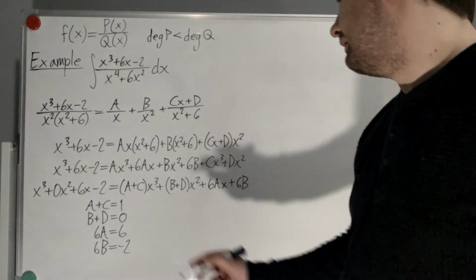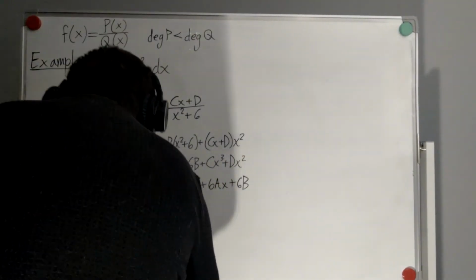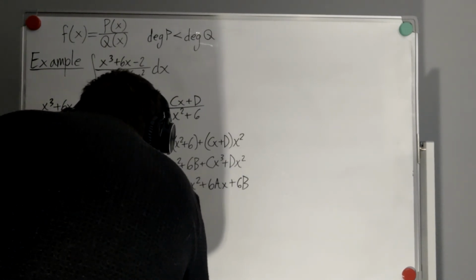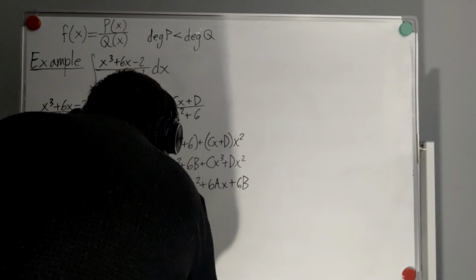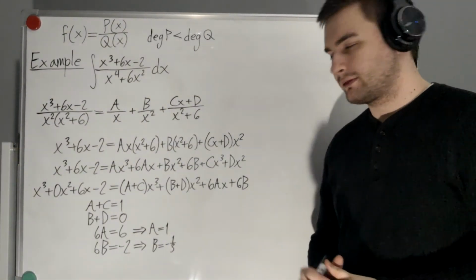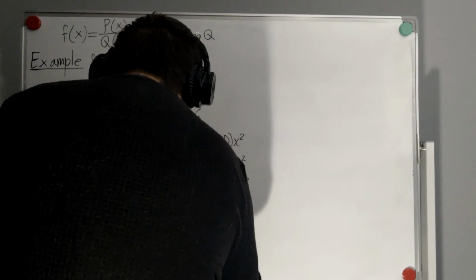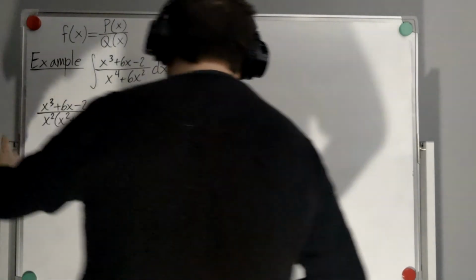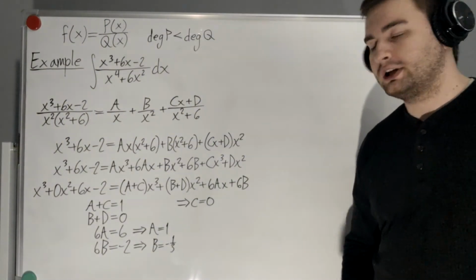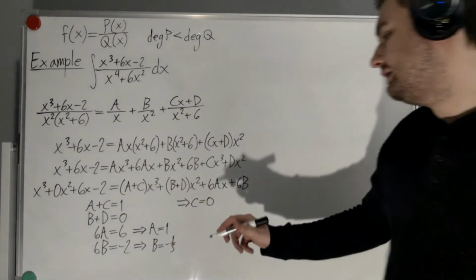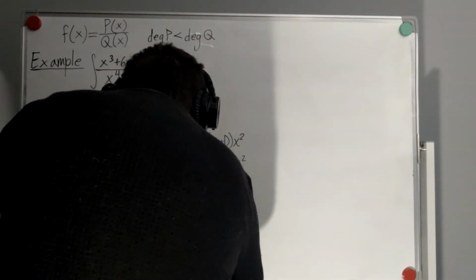Then that makes it pretty clear that A is 1. So A is 1. Also, B is negative 1/3. Then, A plus C equals 1. Well, then in that case, C has to be 0. And then B plus D equals 0. That means that D has to be 1/3.